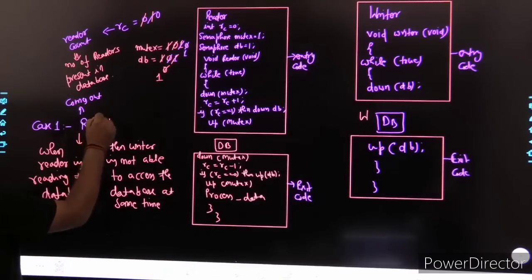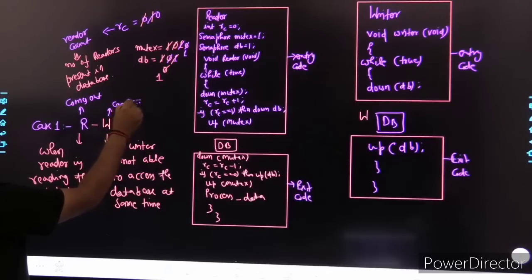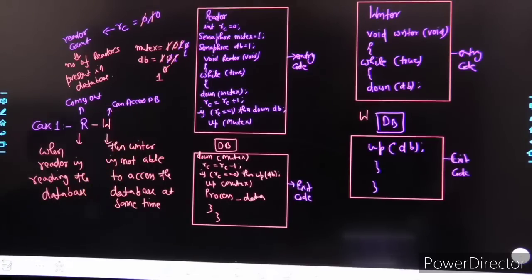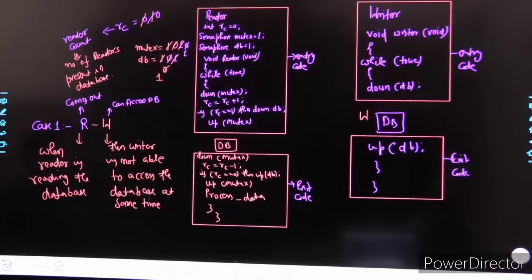When R comes out, then W can access the database. Okay, you will understand when you write it like this. When R exits, then W can enter and access the DB. When R executes this exit code, then W can enter into the database and make changes. So please note it down and note the points in your own language. You will understand clearly.